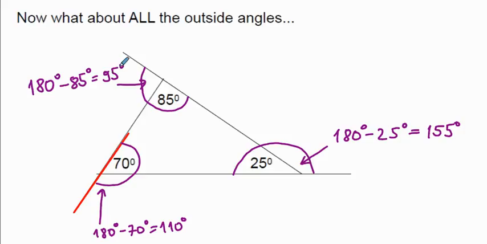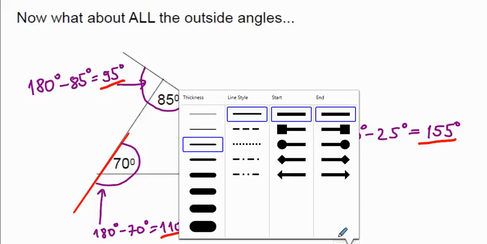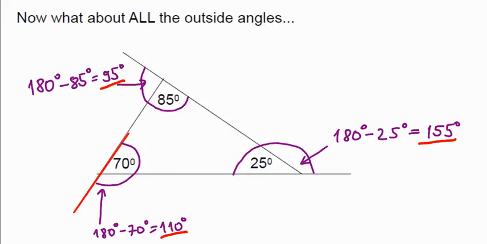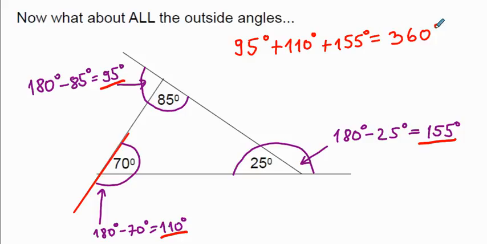There we go. So we have 3 angles. We have 110, 155, and 95. If we wanted to look into some of these external angles, if we add them up, we can see what external angles add up to. We haven't actually talked about that. So if we take 95 degrees plus 110 degrees plus 155 degrees, let's see what we get. 360 degrees. And this is going to be the same again for all triangles.